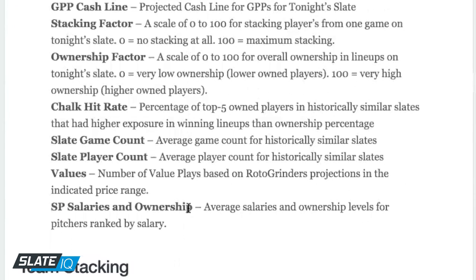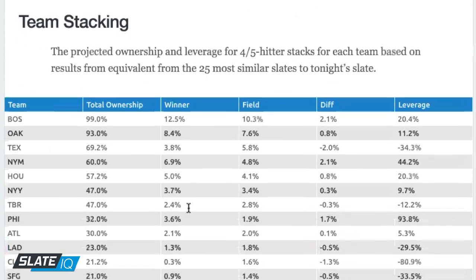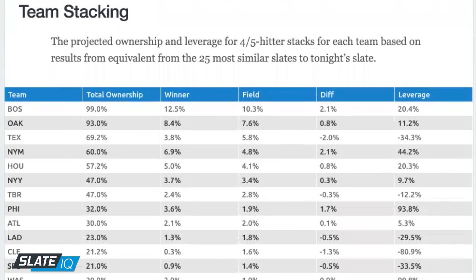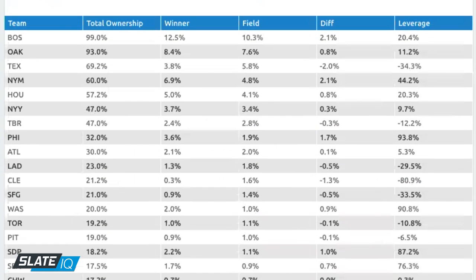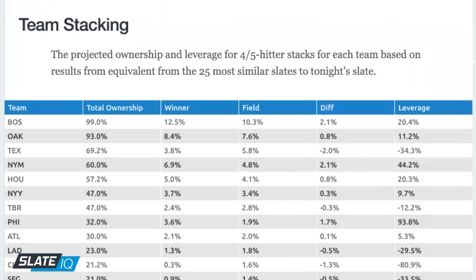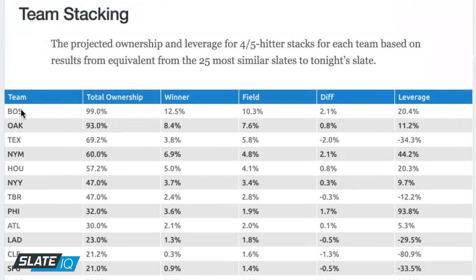macro level. And now the powerful stuff that we're going to dig into here, and I think this will be one of the more powerful things, is team stacking. So we have every single team on the slate here. And when we're thinking about this in terms of team stacking, we're looking at 4 and 5 hitter stacks. So what we've done is for each one of these teams, I'm looking at the total level of ownership of all the different batters, all the different 9 batters that are in the starting lineup.